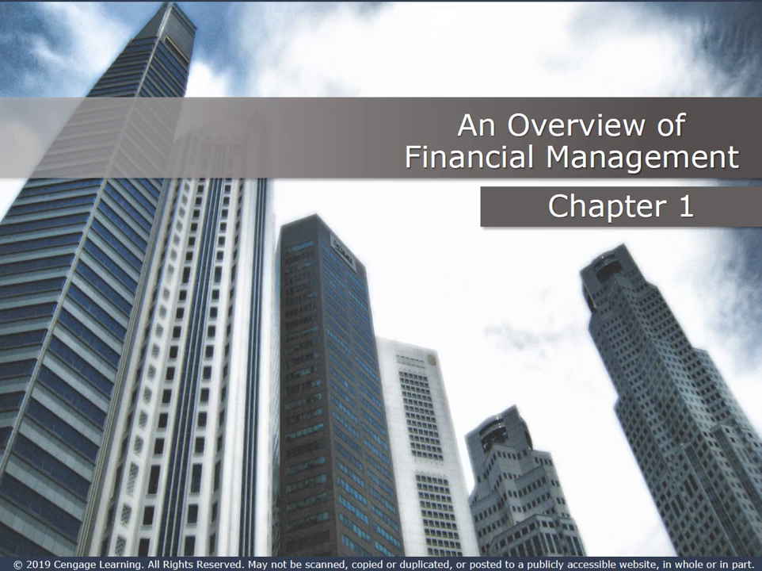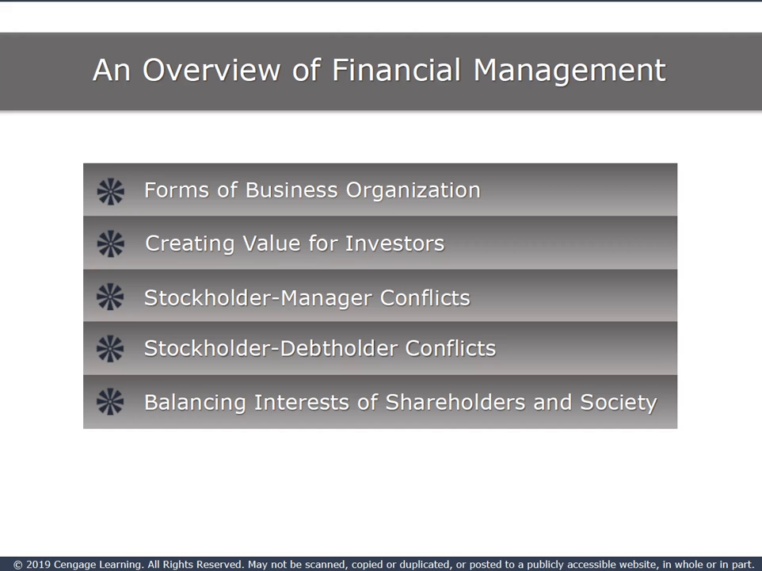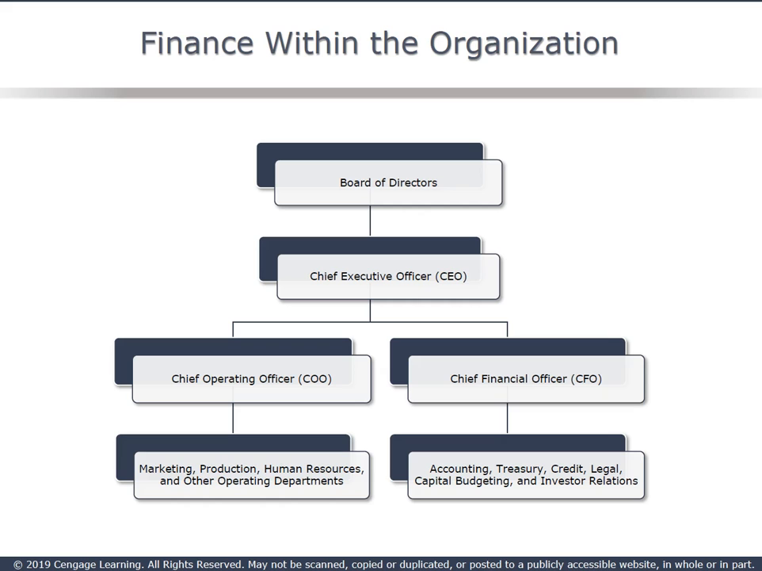Chapter 1 deals with the overview of financial management. When we're talking about financial management, it's important to understand the fundamental concepts related to the overarching issues of the chapter. And so we see here the different business forms, creating value for investors, the conflicts which occur between stockholders and managers and stockholders and debt holders, and making sure that the interests of the society and shareholders are balanced.